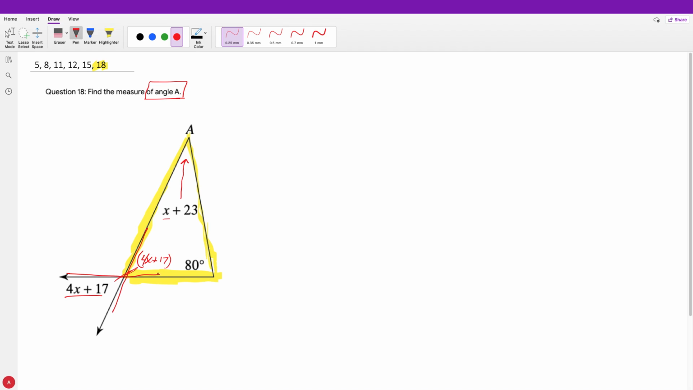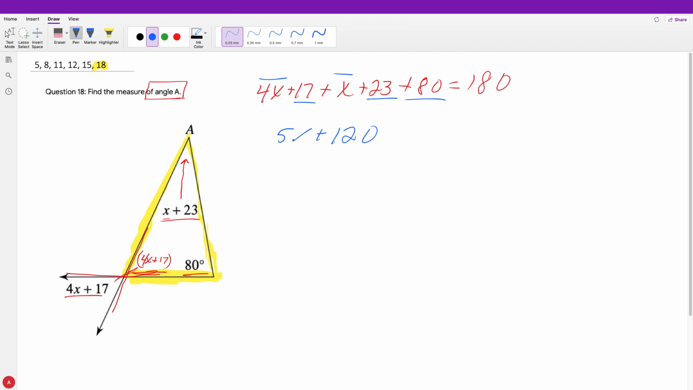Now, once we do that, we see that we have something written in for all three angles. So I can then say, well, all three of those angles add up to give me 180. So 4x plus 17 plus x plus 23 plus 80 is equal to 180 degrees, because that's my triangle. So I'm going to combine my like terms. Well, this will give me 103, and then 103 plus 17 is 120. So now I have plus 120, and 4x plus x gives me 5x. I'll then go ahead and subtract the 120 from both sides, and 5x is then equal to 60. Divide each side by 5. x is then equal to 12.